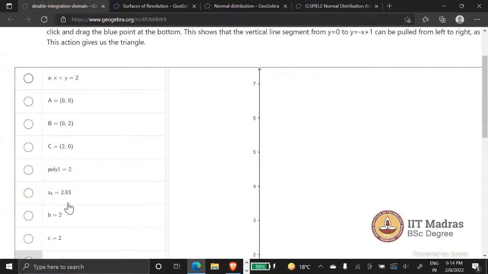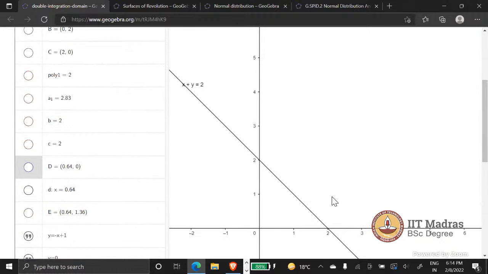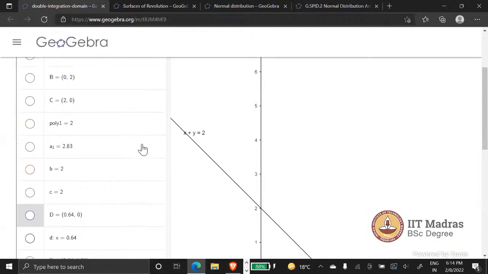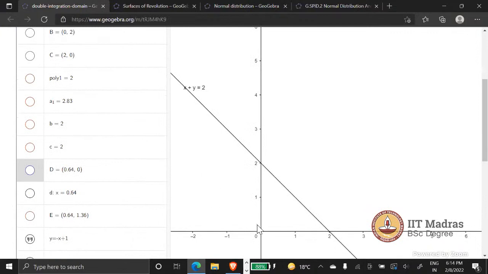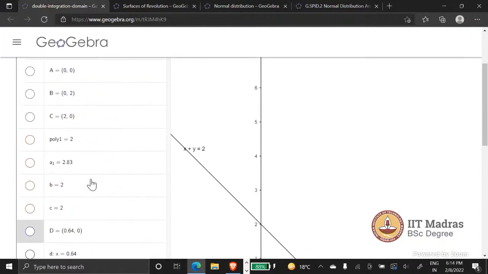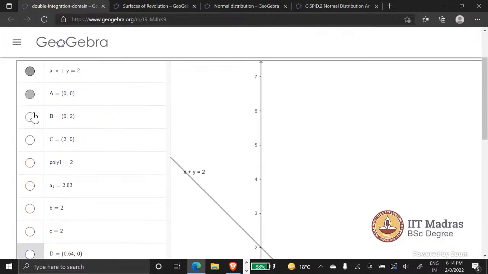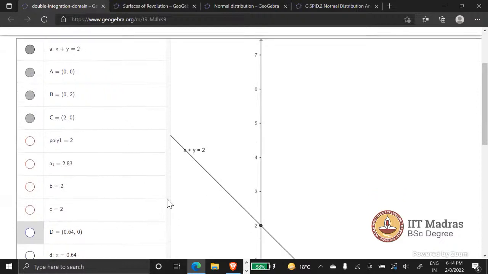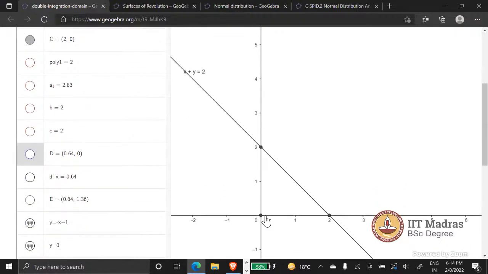Suppose my region of integration is x plus y less than or equal to 2. So for that, we'll have to draw the line x plus y equals 2, correct? So we have drawn this line. Now I am just indicating the endpoints. The endpoints will be 0, 0, 0, 2, and 2, 0, correct? So I have 3 points here. Let's denote all these 3 points on the curve: (0,0), (2,0), and (0,2).